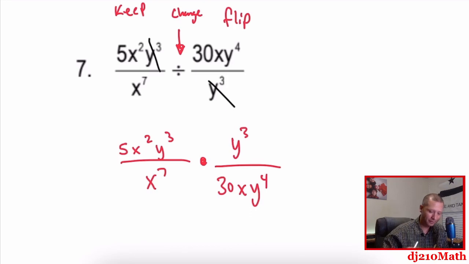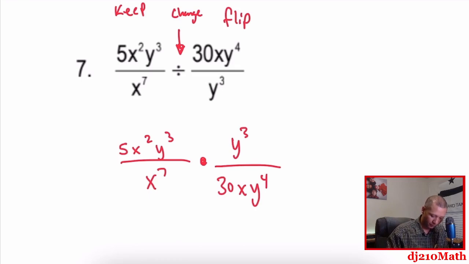Rookie mistake. Why? Because when you flip the second fraction, that y cubed is not in the denominator anymore. It's technically in the numerator. So don't do that. You always want to flip it first. Once it's multiplication, now you can start canceling things.